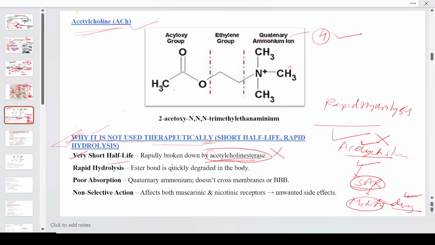Okay, so why it is not used? Because very short half life, then rapid hydrolysis. Okay, it is hydrolyzed rapidly because ester bond is quickly degraded in the body. ओके, तो ये जो ग्रुप है ये ईस्टर है। ओके, this is basic molecular formula of ester, ROR. Okay, so this is ester. Now then, poor absorption.